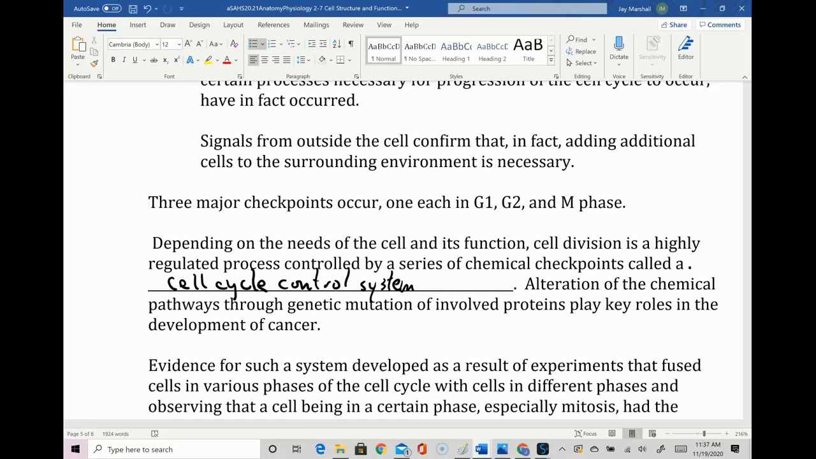Alteration of chemical pathways through genetic mutation of involved proteins plays key roles in the development of cancer. If I screw this up, there are hundreds and hundreds of proteins involved in this. And if one of those is not correct or doesn't work correctly, I can develop cancer. Okay? So this is a very, very highly regulated kind of situation.